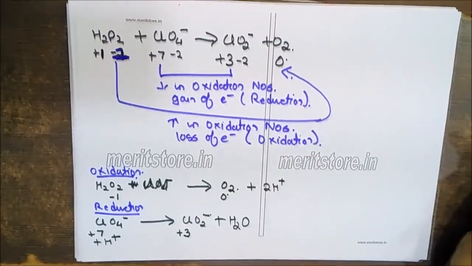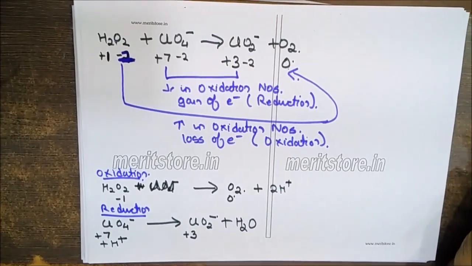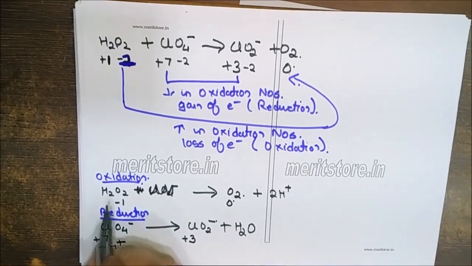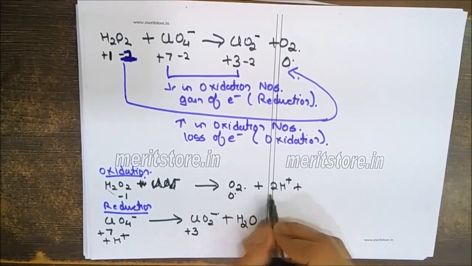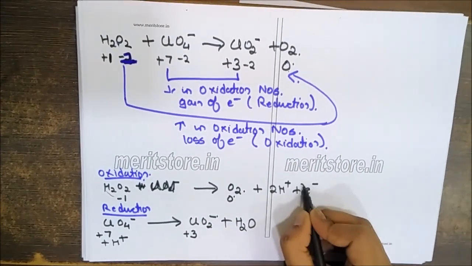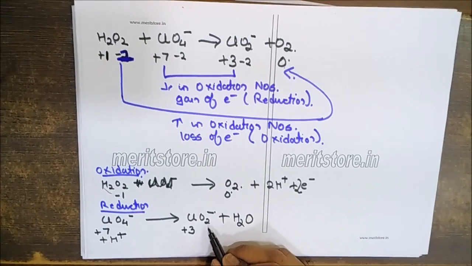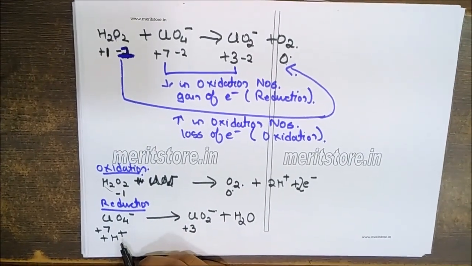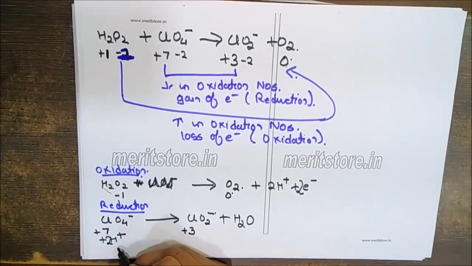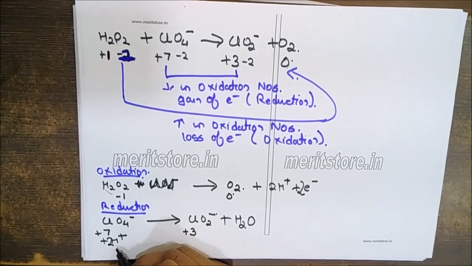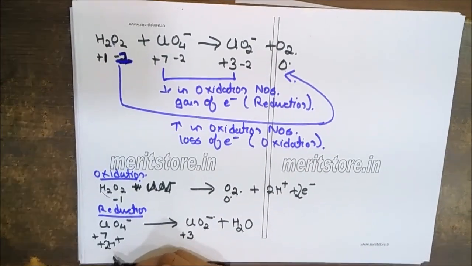Now after we have balanced it for the hydrogen and oxygen, we have to balance it for the net charge. So let's see the net charge. Neutral molecule, net charge 0. 2H+. That means this also I have to make neutral, so I will have to add 2 electrons. Now here there is minus 1 and here we had added 2H+. Minus 1 and 2H+ gives us 1 plus. That means we have to add electrons here.